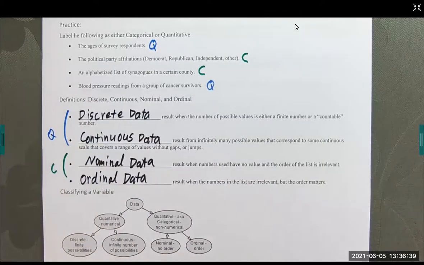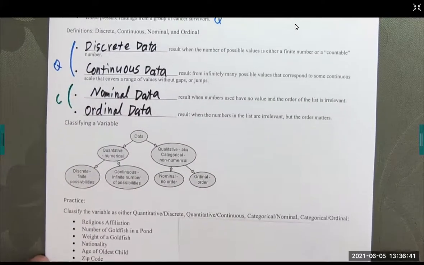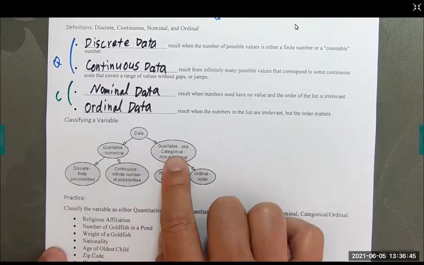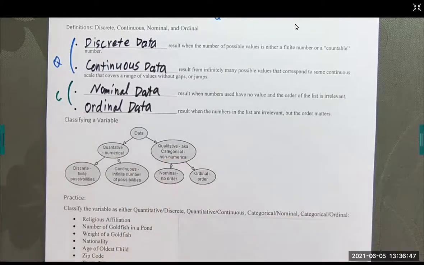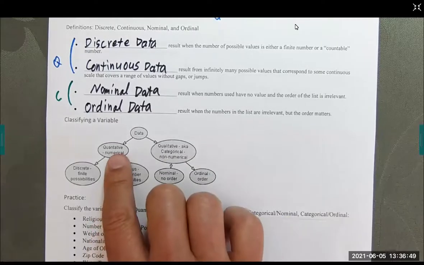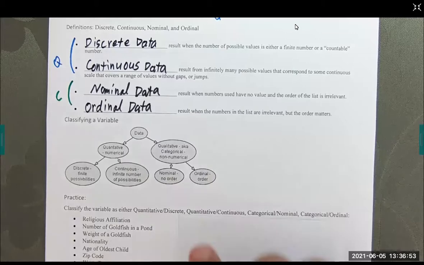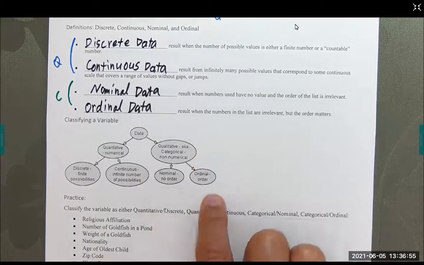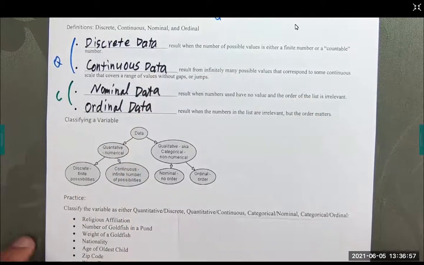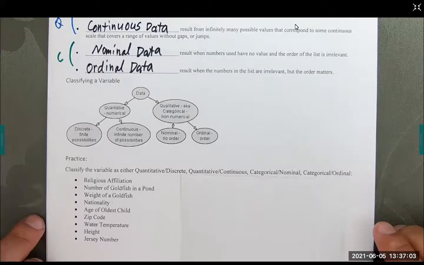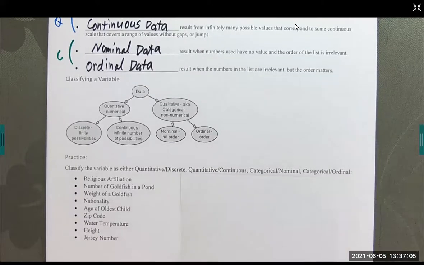And we have this nifty chart here for you. So we have our data, and it's either quantitative or it's categorical or qualitative. And then the quantitative gets broken up into either discrete or continuous. And the categorical gets broken up into the nominal or ordinal. Ordinal, again, is that the order does matter. So let's try classifying a few things.